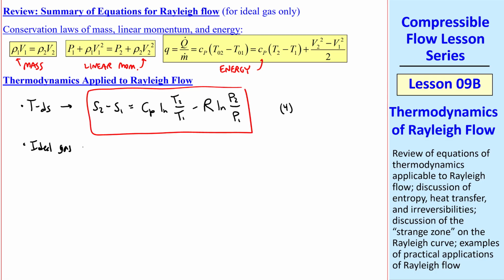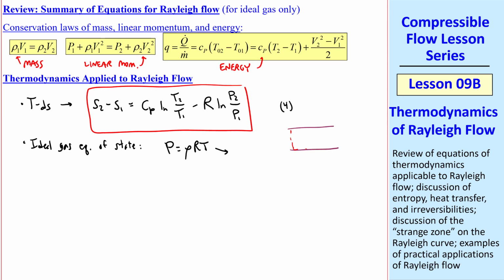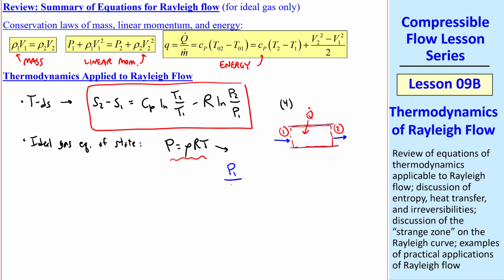We also use the ideal gas equation of state, P equals rho RT, which for our problem, a control volume from 1 to 2 where we have flow in a duct with heat transfer, can be written as P1 over rho 1 T1 equals P2 over rho 2 T2, and I'll call that equation 5, where we are continuing the numbering from the previous lesson. This was equation 1, 2, and 3a and 3b.